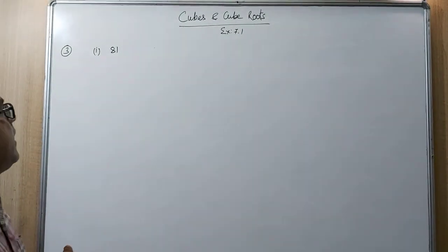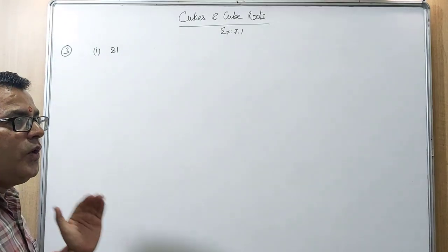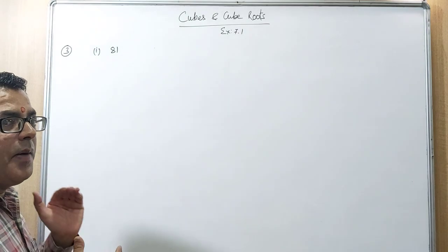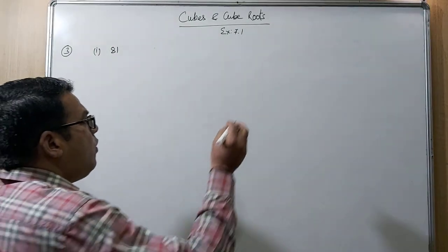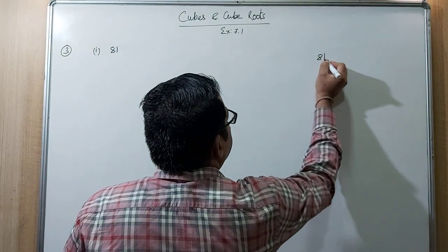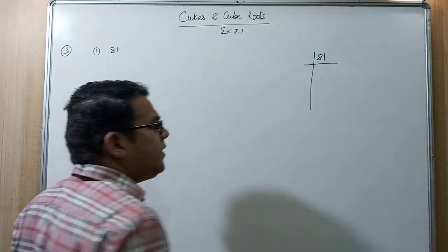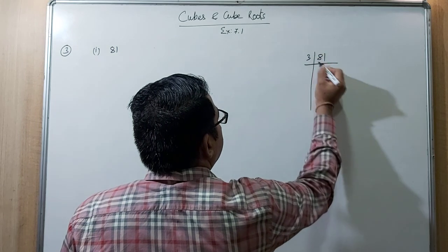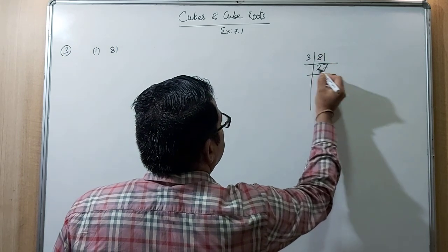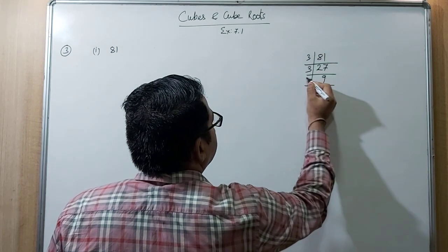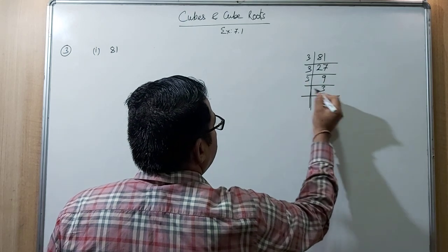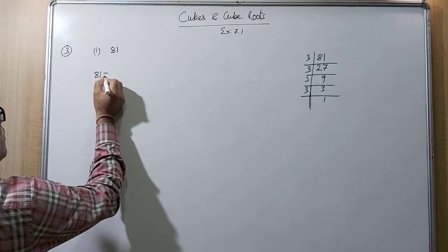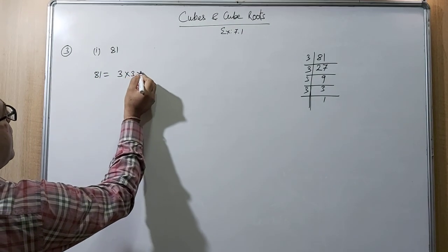It means this 81 is not a perfect cube. We have to make it a perfect cube. By which number should we divide it? So let's start here. 81 is given here. We need to first find the prime factors of 81. We know it is divisible by 3, giving 27, then by 3 giving 9, then by 3 giving 3, and by 3 giving 1. So we can write the factors of 81 as four 3s.